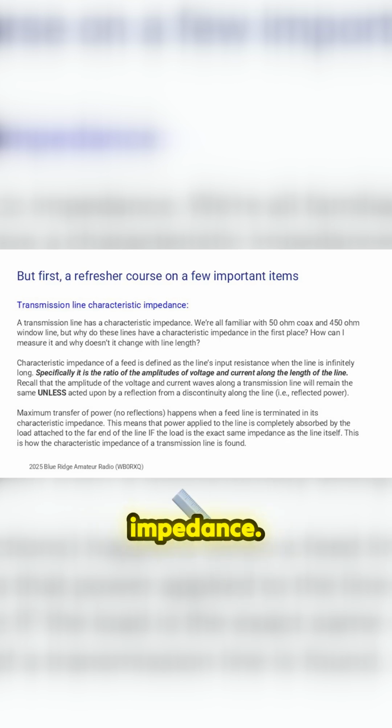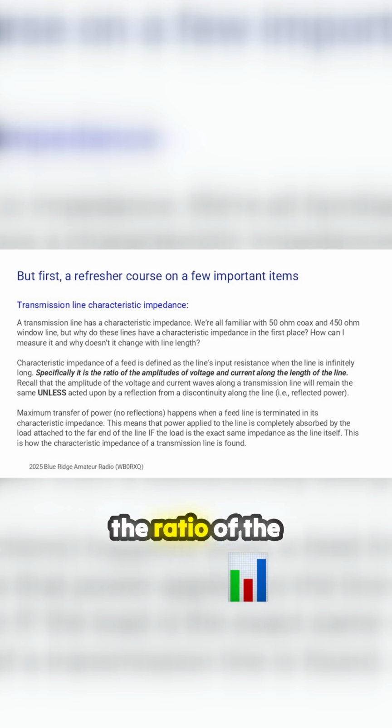Transmission line characteristic impedance. Everybody knows what transmission line characteristic impedance is, right? Because this is important for the formulas we're going to use. A transmission line has a characteristic impedance. We're all familiar with 50 ohms and 450 ohm ladder line. Characteristic impedance of the feed line is defined as the line's input resistance when the line is infinitely long.